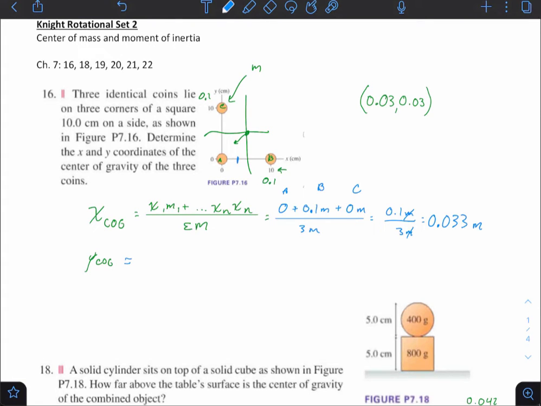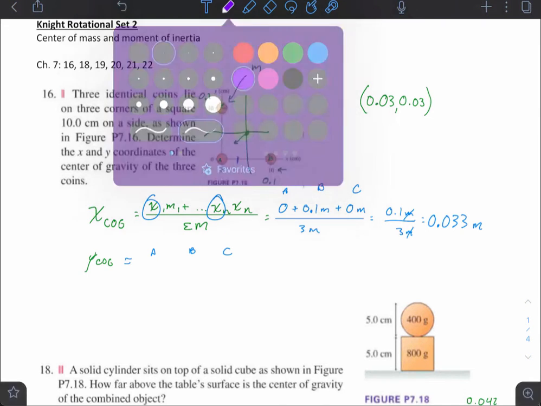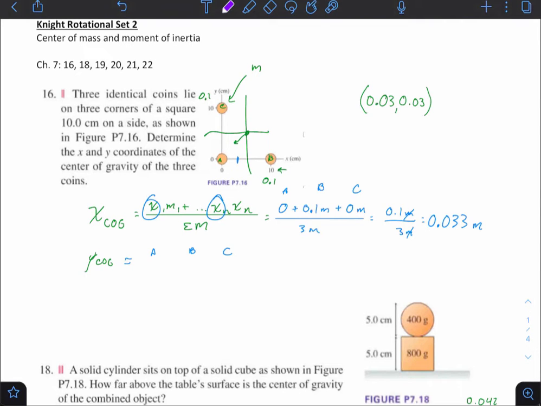And our y center of gravity is the exact same equation, except we replace our x's with y's. So let's go through and do them again in order of coin A, B, and C. For A, the y position is 0, so that one's going to be 0 m. For B, it's 0, so that's also going to be 0 m. And for coin C, the vertical position is going to be 0.1 m. And then divide it by the total mass, which again is 3m. And we're going to end up with the exact same equation we had here, which means we're going to get the same y value as we had an x value, so 0.033.